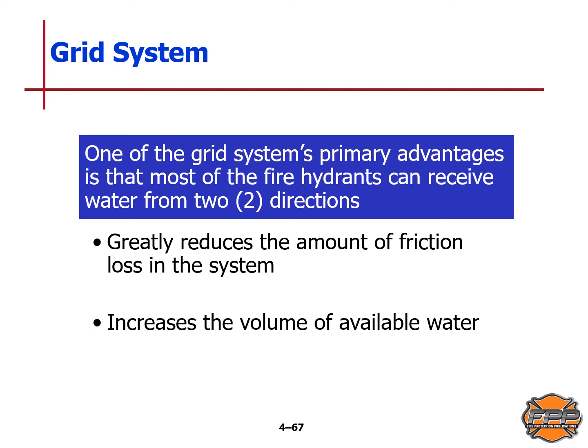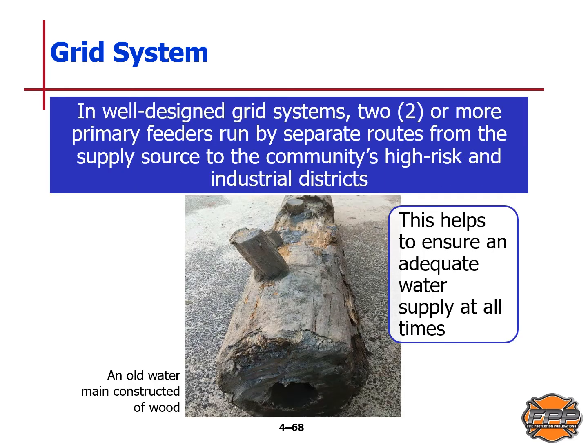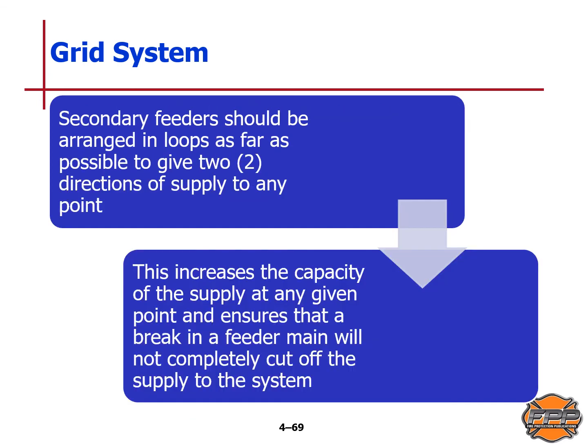One of the grid system's primary advantages is that most of the fire hydrants can receive water from two directions. This greatly reduces the amount of friction loss in the system and increases the volume of available water. In well-designed grid systems, two or more primary feeders run by separate routes from the supply source to the community's high-risk and industrial districts. This helps to ensure adequate water supply at all times.